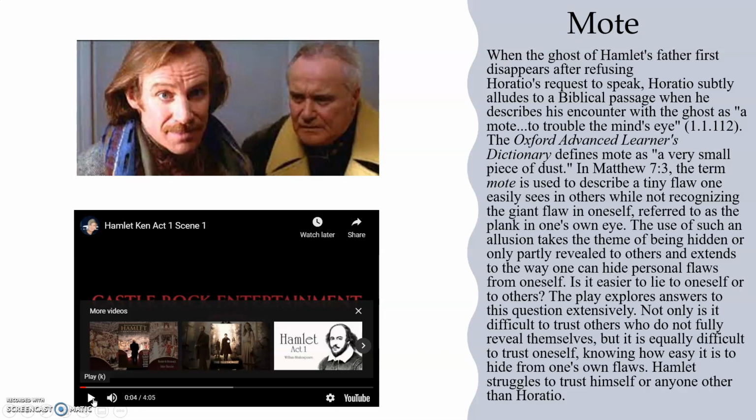Is it easier to lie to oneself or to others? The play explores answers to this question extensively. Not only is it difficult to trust others who do not fully reveal themselves, but it is equally difficult to trust oneself, knowing how easy it is to hide from one's own flaws. Hamlet struggles to trust himself or anyone other than Horatio.